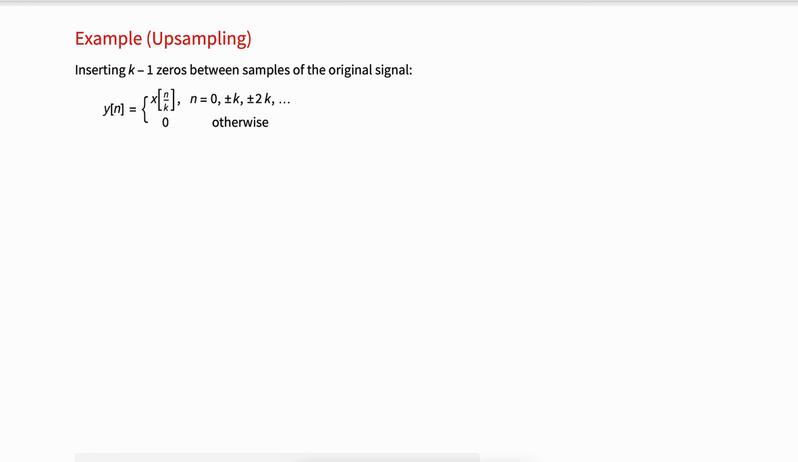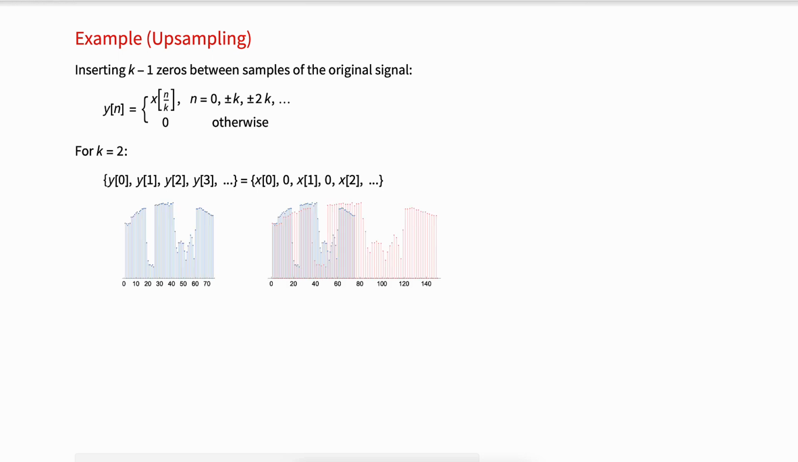With upsampling, every sample is transformed to k samples. We insert k minus 1 zeros and then the sample itself, or we insert k minus 1 zeros between samples of the original signal. For k equal to 2, for example, the new signal will be x of n with 1 zero added every 2 samples, as shown here.